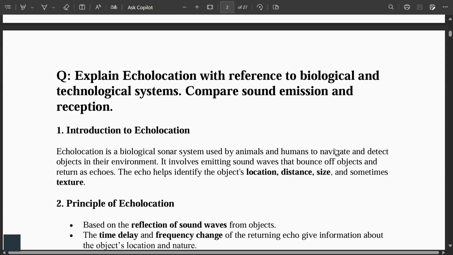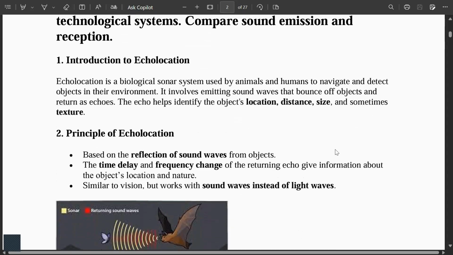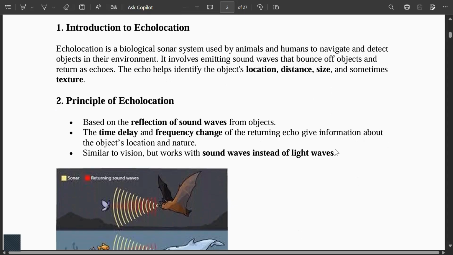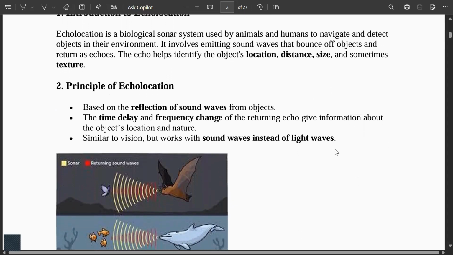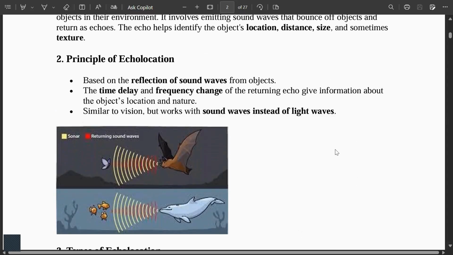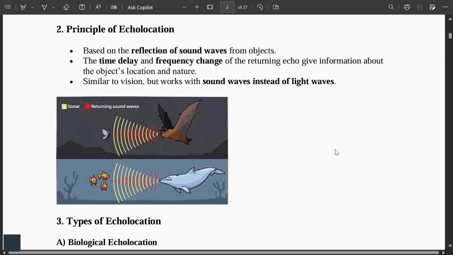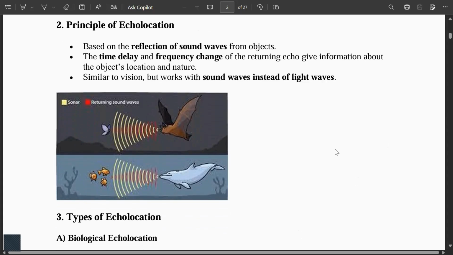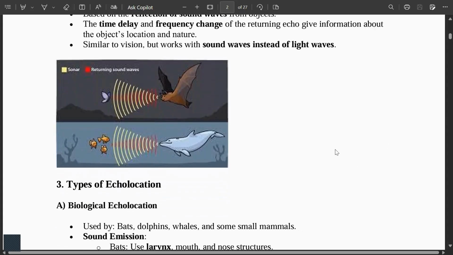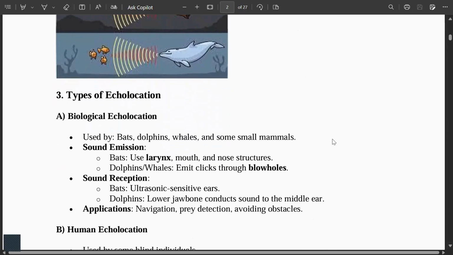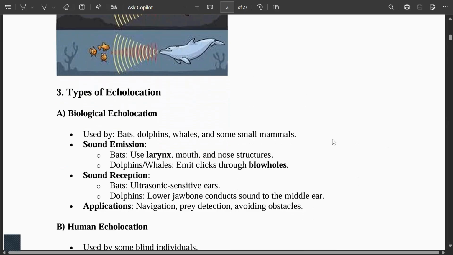So what is the principle? It's based on the reflection of sound waves from the objects. The time delay and frequency change of the returning echo give information about the object's location and nature. So it is similar to vision but works with sound waves instead of light waves. Usually found in bats and dolphins. What are the types of echolocation? We have 3 types: biological echolocation, human echolocation, and technical echolocation.